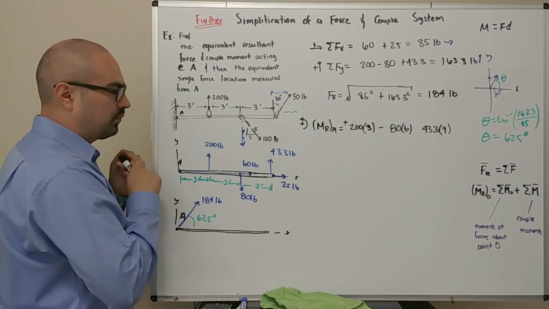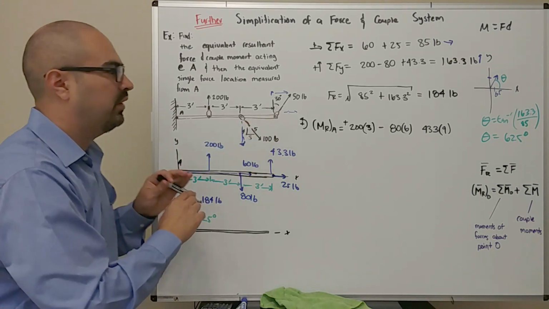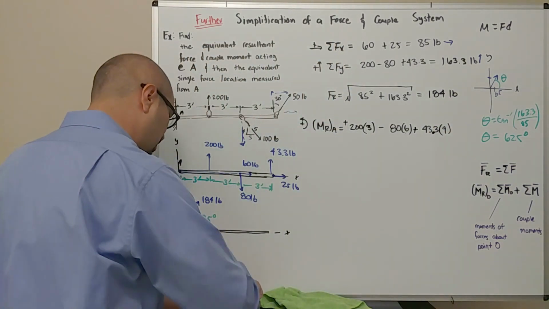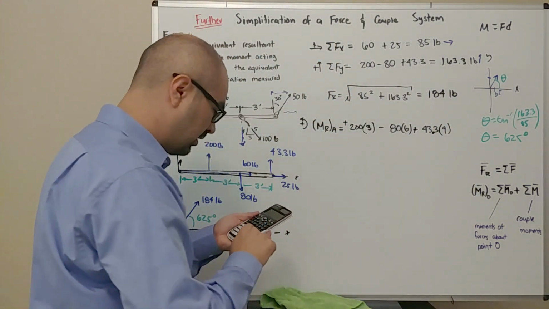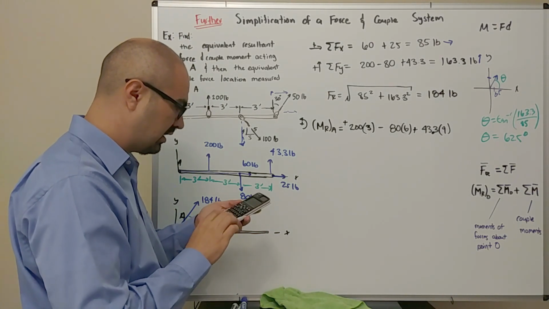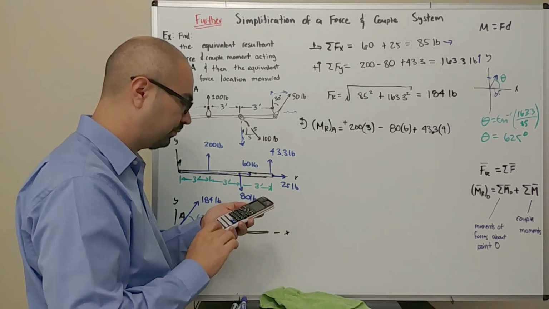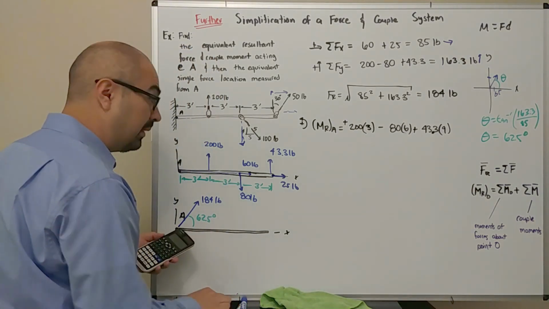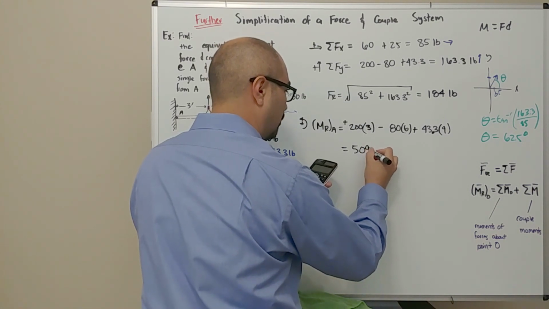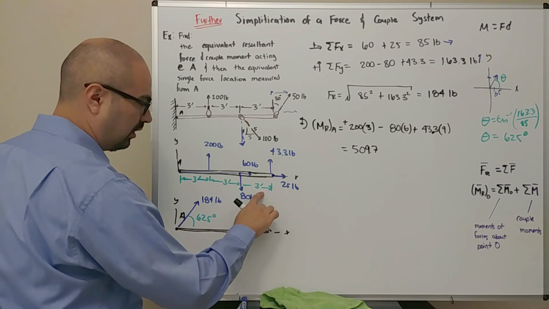Next is the sign, right? Is this positive or negative? When we take a look with our right hand, it's going to make it spin counterclockwise, which makes it a positive moment. So remember, there's a point over there. So now all we have to do is type this in the calculator. So 200 times 3 minus 80 times 6 plus 43.3 times 9. And if I didn't make any fat finger mistakes, I get 509.7. Remember the units, these are pounds and feet.